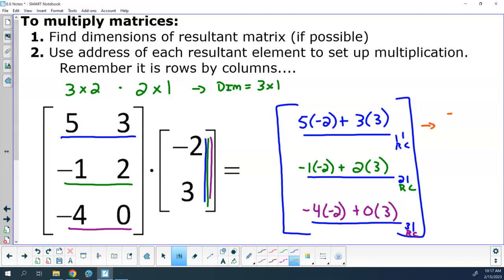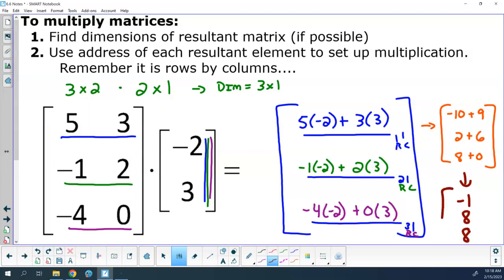So that's going to be negative 10 plus 9. That's going to be 2 plus 6. That's going to be 8 plus 0. Which means that your resulting answer, your final answer, is going to be a 3 by 1 matrix. And it's going to be -1, 8, 8.